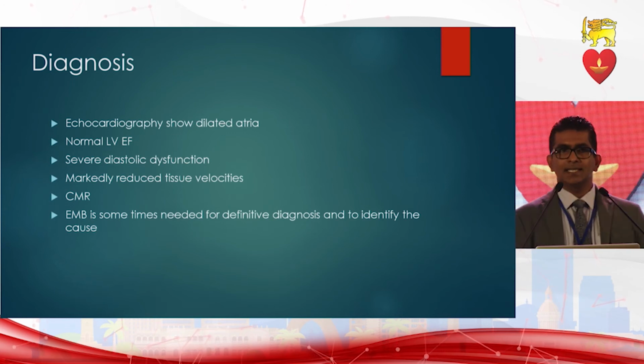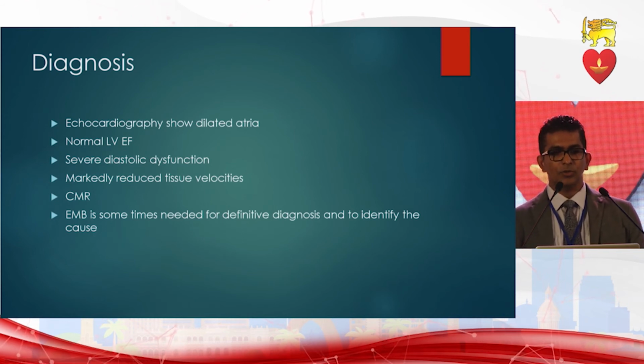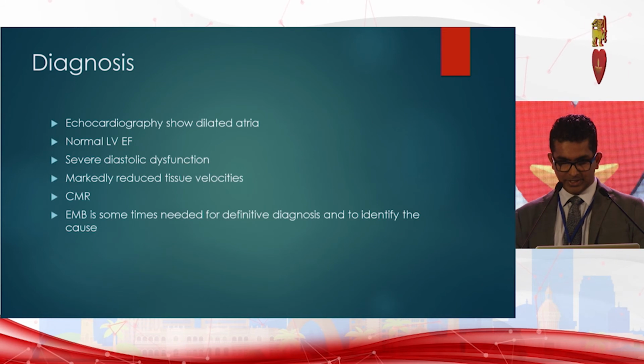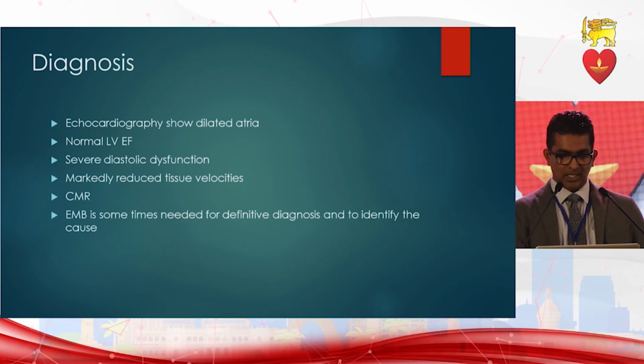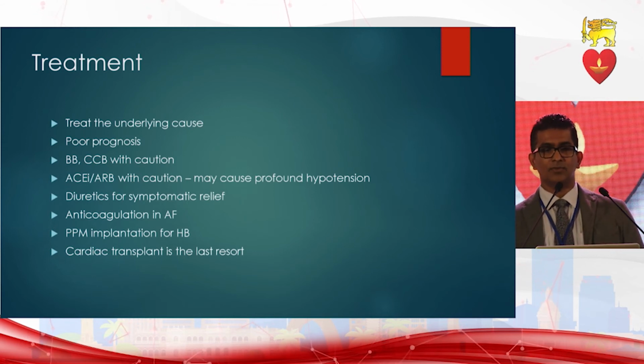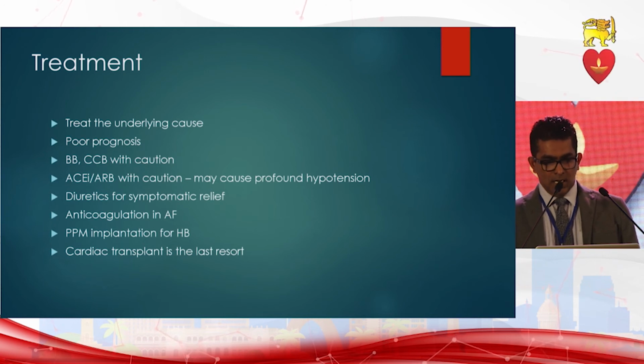You can use other things, like examining the inferior vena cava, and various other methods to diagnose. And then you can do cardiac magnetic resonance imaging, and sometimes endomyocardial biopsy to definitively diagnose what type of disease that is. The treatment is to treat the underlying cause if there is one. But if you don't have a cause, usually they have a very poor prognosis.